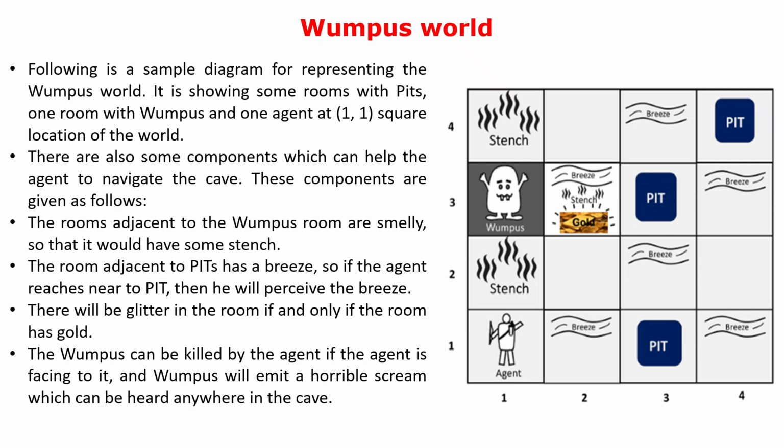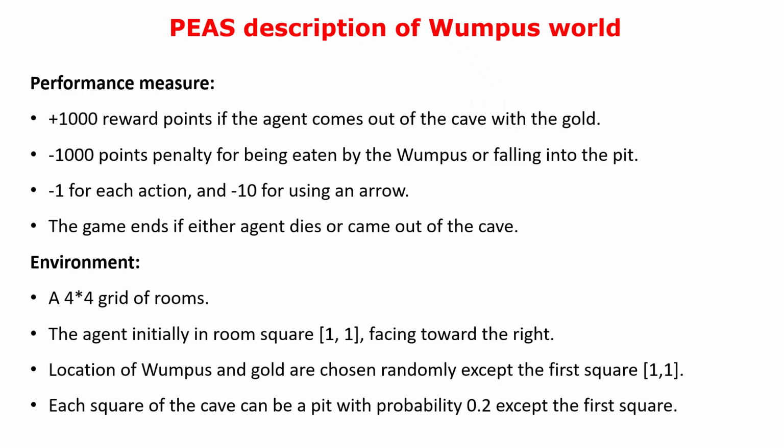The glitter in the room makes it easy for the agent to identify the gold. Where there is a concept of stench as well as breeze, gold may be available near it. Once the Wumpus has been killed by the agent facing it, the Wumpus will emit a horrible scream, which can be heard anywhere in the cave. So now let's go to the game.